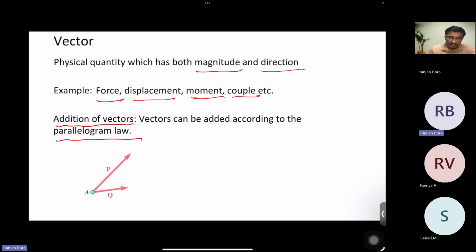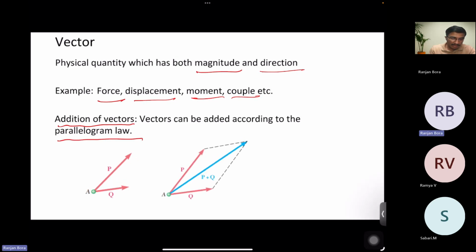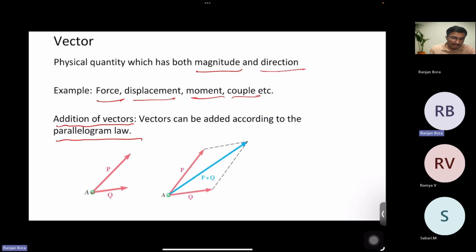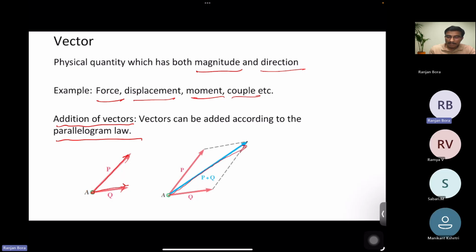That means if there are two vectors acting at a point, and their directions are as shown here, then the resultant of these two vectors can be given by this blue colored line. This is given by p plus q. The direction is given by this, and there is one formula for evaluating the magnitude.